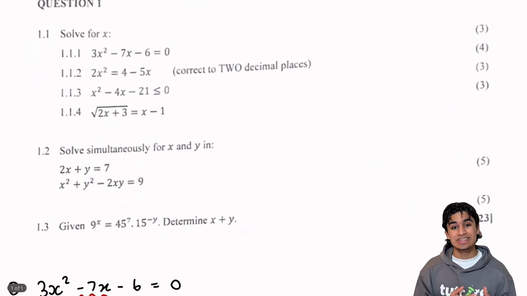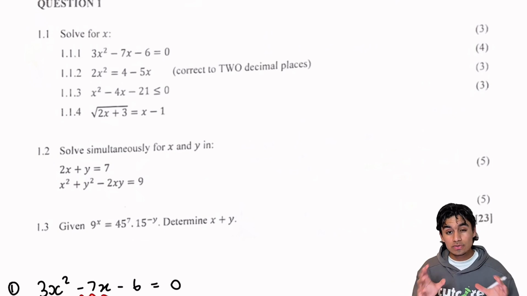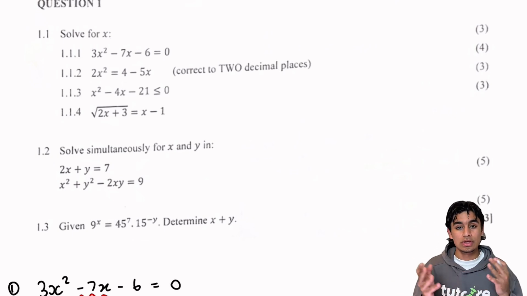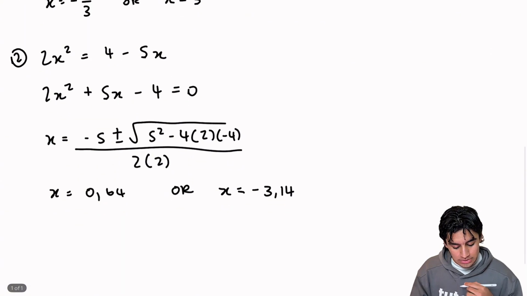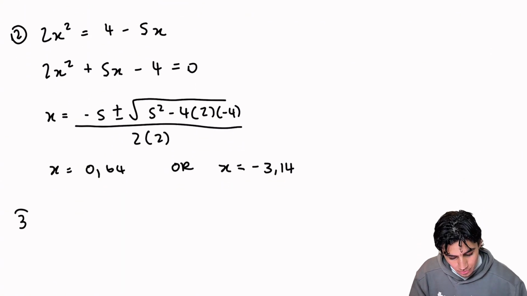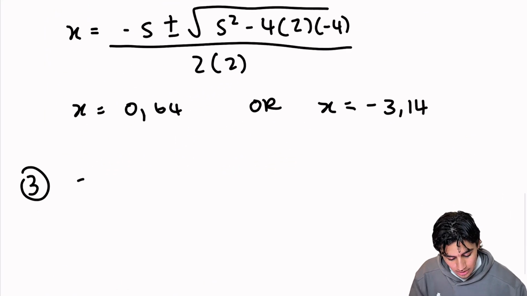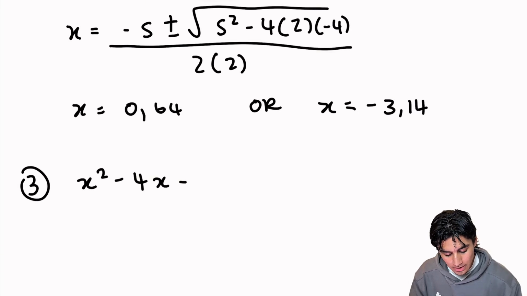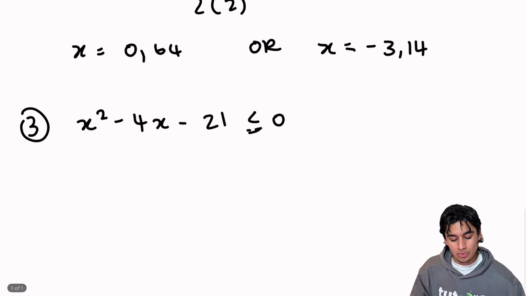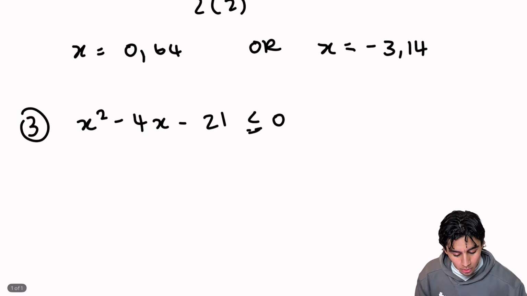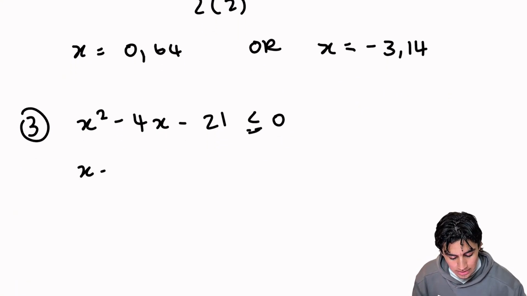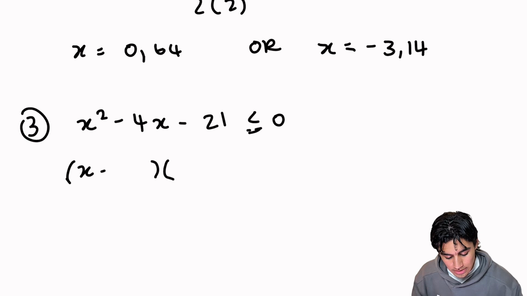The next question is an inequality. So we are going to need to factorize and solve for x, but we need to draw the parabola to solve for x. In the question, we have x squared minus 4x minus 21 less than or equal to 0. So all we want to do is factorize it like normal. We'll have in this bracket x minus, and this one x plus.